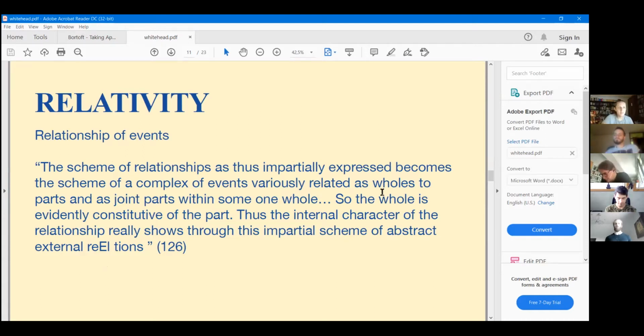So basically here we have an interesting dialectic between whole and part, because the scheme of relationships, as thus impartially expressed, becomes the scheme of a complex of events variously related as wholes to parts and as joint parts within some whole. Because when I analyze an event's relationships, I'm always going to have this split between internal relationships, which are the domain of its parts, and external, which are the domain of the more encompassing whole that it is a part of. So the whole is evidently constituted of the part also.